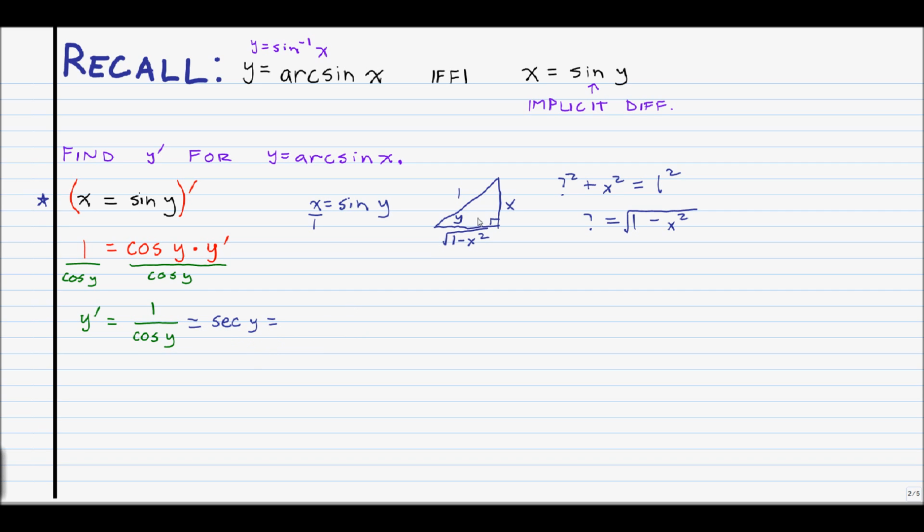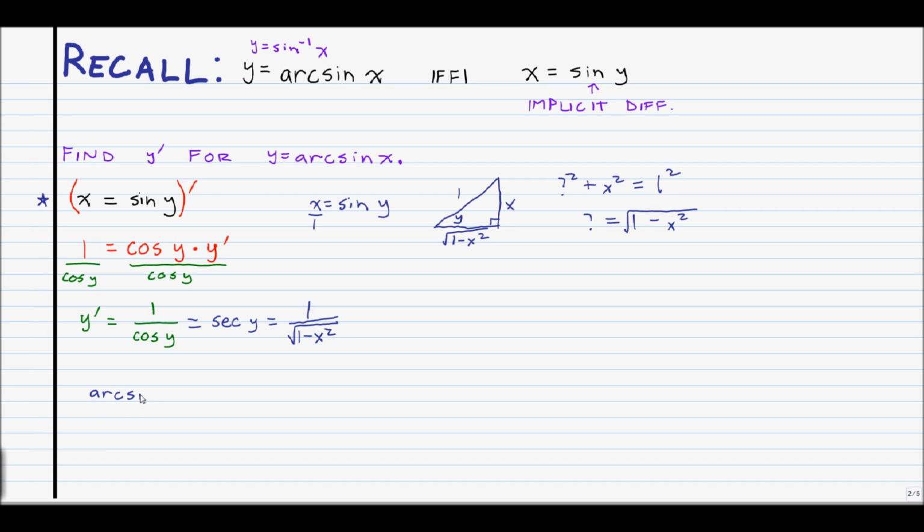Well, what is the secant of y from this triangle over here? Well, that's going to be 1 over the cosine. It's going to be the cosine flipped. So instead of being adjacent over hypotenuse, it's going to be hypotenuse over adjacent. And as it turns out, as weird as it is, we've just found the derivative of arcsine.